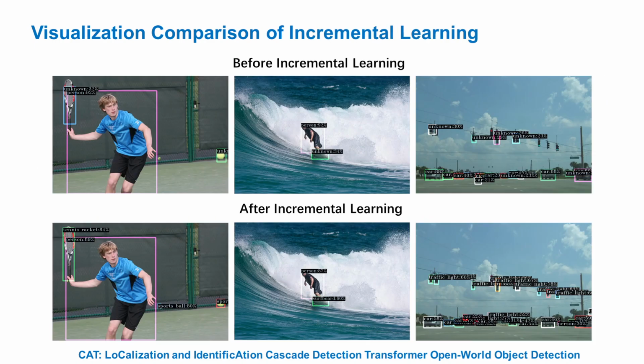Visualization results comparison on incremental object detection. We visualize the detection results of the weights corresponding to different tasks for the same scenario. The results show that our CAT can identify unknown kinds of objects as the unknown class and accurately identify their classes after incrementally learning the unknown classes, such as sports ball and tennis racket in the first column, surfboard in the second column, and traffic light in the third column.